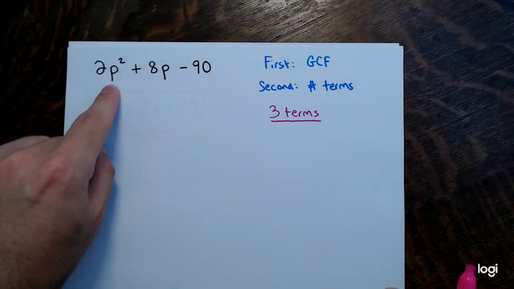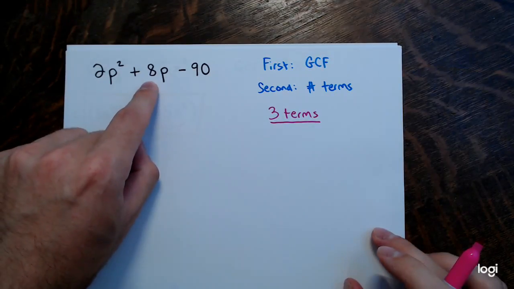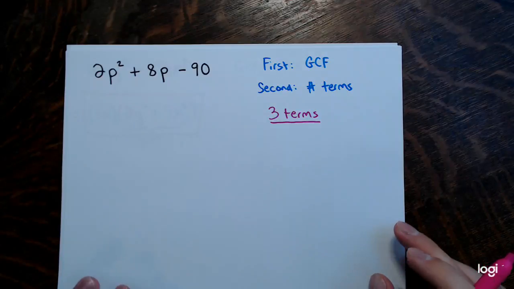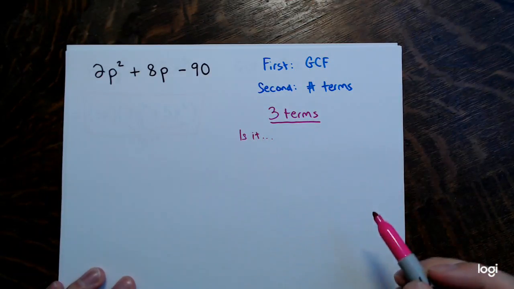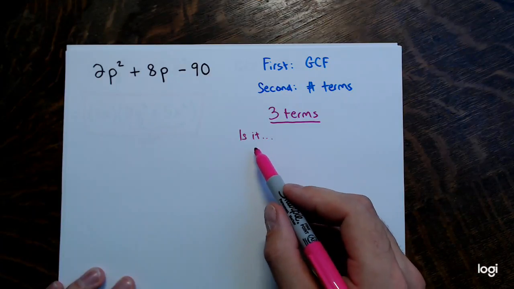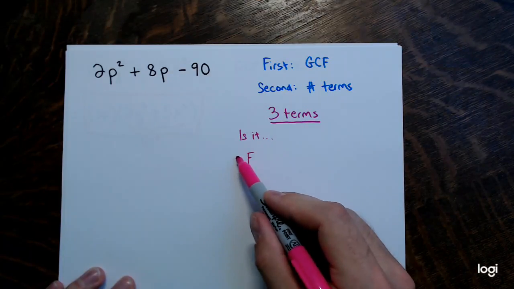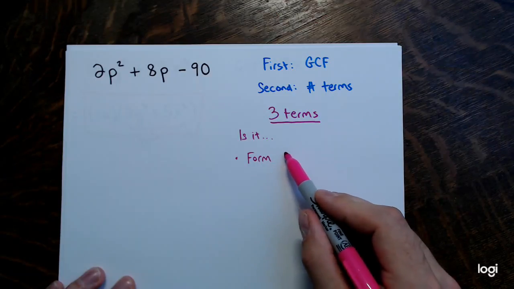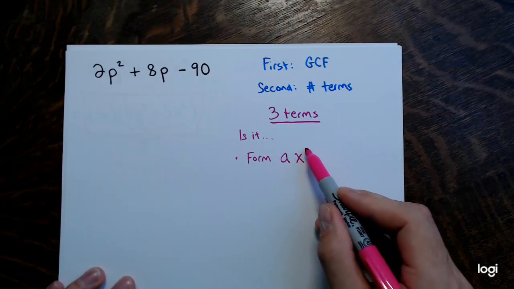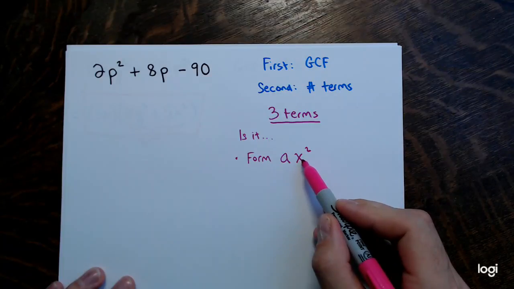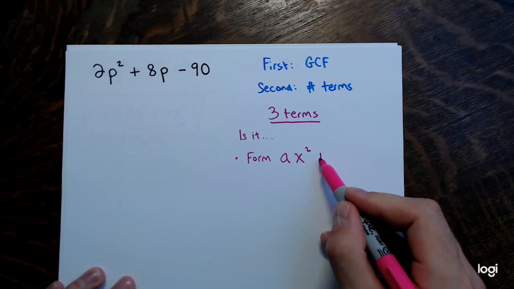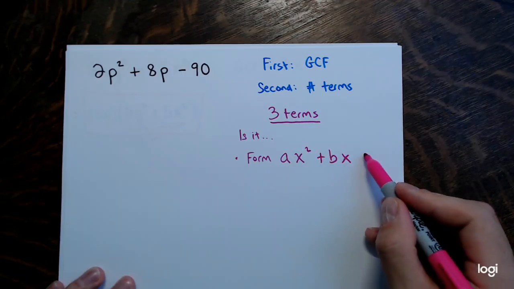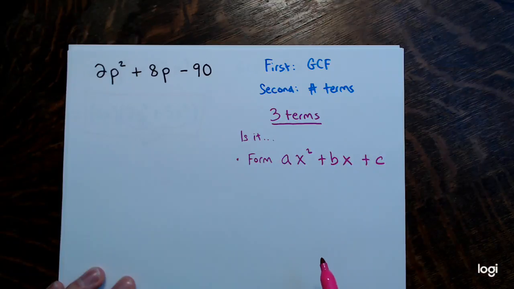Okay. 2p squared, positive 8p, and negative 90. If it's got three terms, you ask yourself this question: is it in this form of a quadratic where you have a times something squared? X represents just anything. Here it's p's, right? A times something squared plus b times that same variable, and then plus c, where a, b, and c are numbers. Is it in that form?